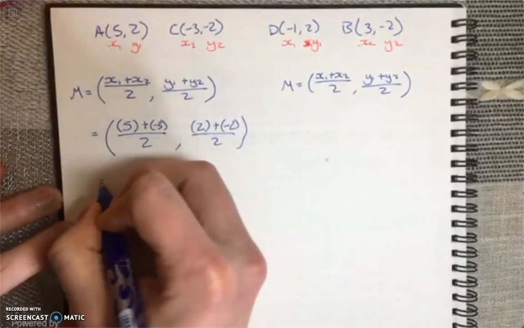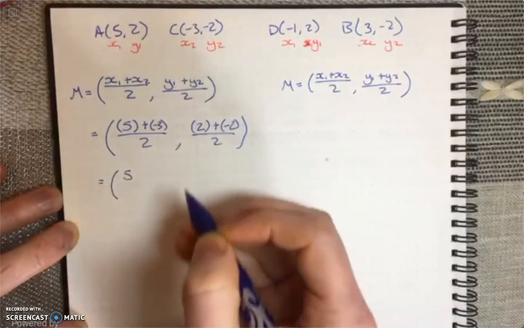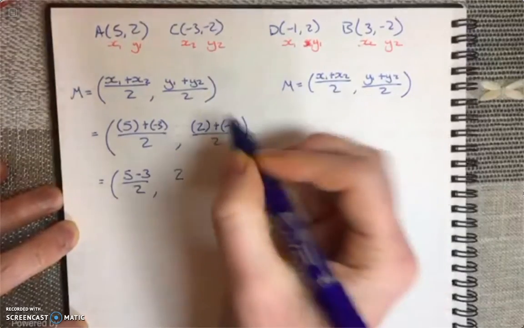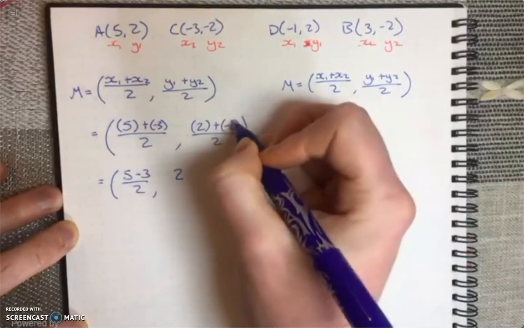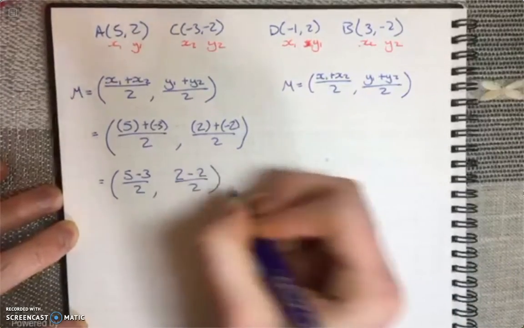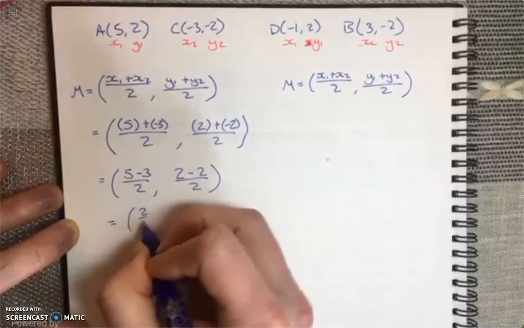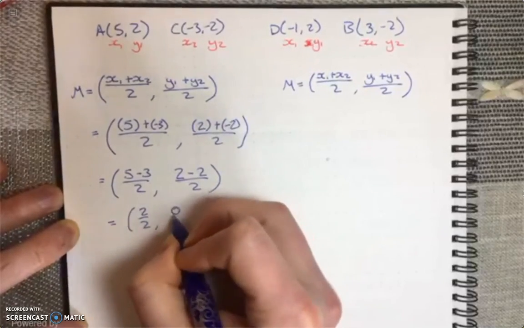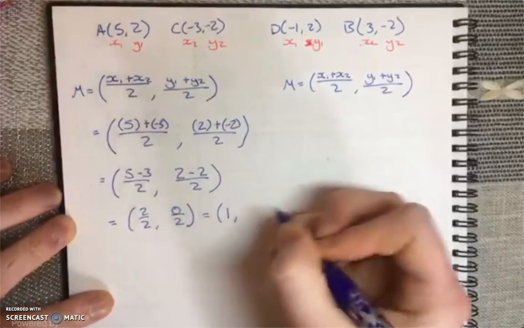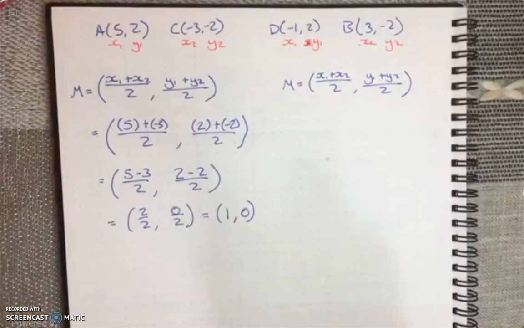So let's get rid of these brackets. I have 5 plus -3, which is going to give me 2 over 2, and I have a 2 plus -2, which is going to give me 0 over 2. So 5 minus 3 gives me 2 over 2, and 2 minus 2 gives me 0 over 2. 2 divided by 2 is just 1. 0 divided by any number is always going to be 0. So that's the midpoint for A to C.